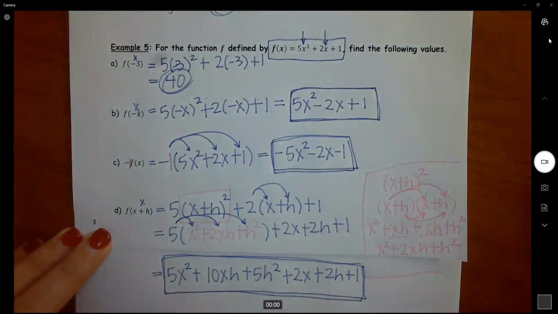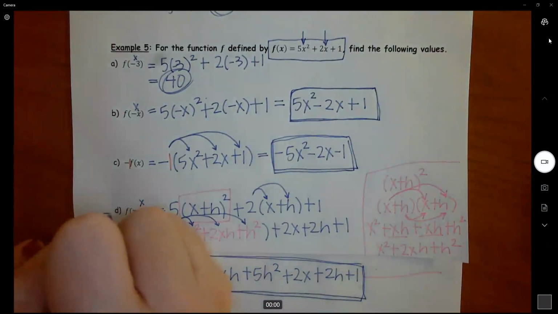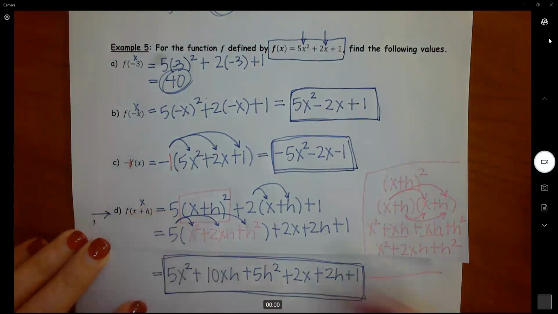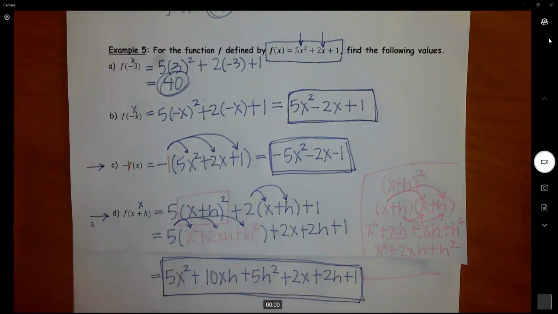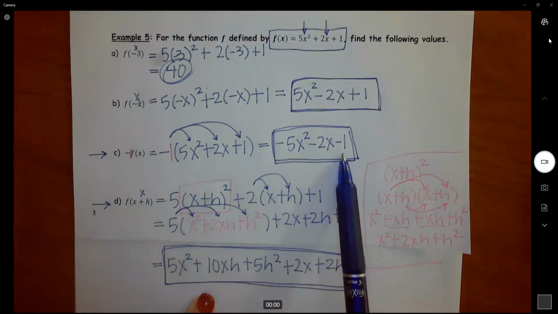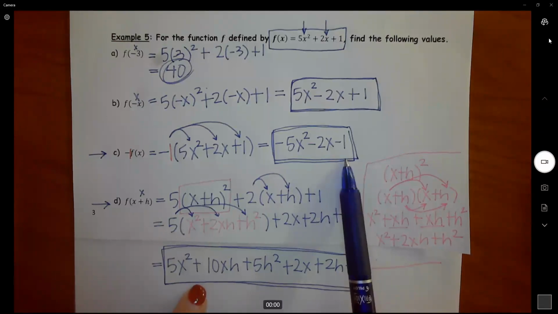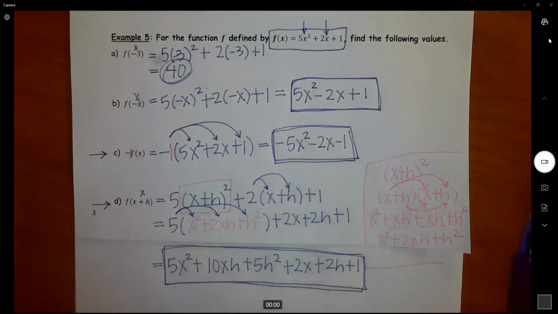Now for the difference quotient, we need to understand part D first and part C. If you do not understand how I got my answers on part D and part C, you need to rewind this video and rewatch how I solved those. We need both of these for the next portion.